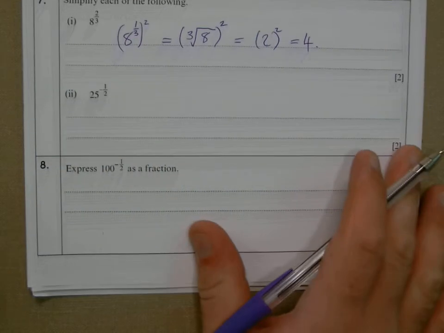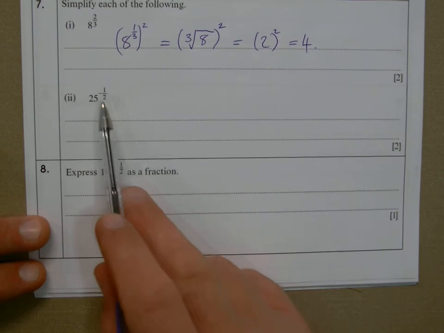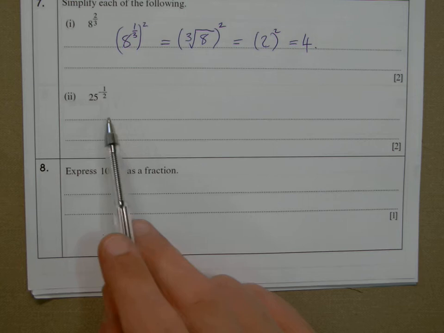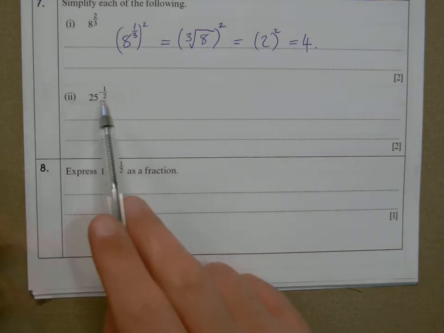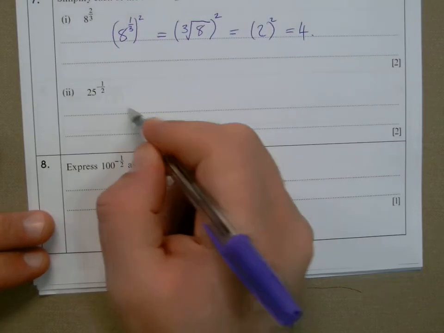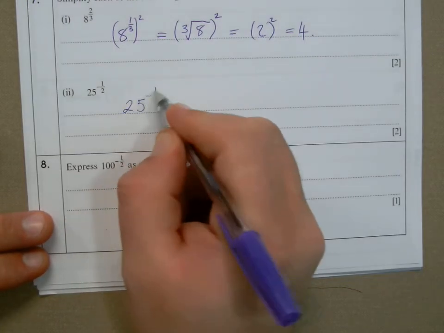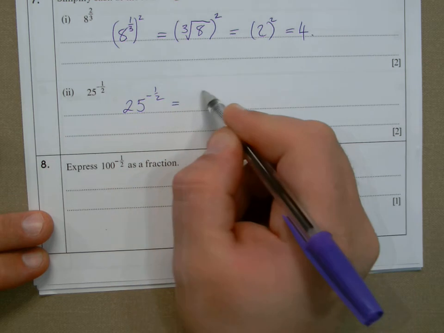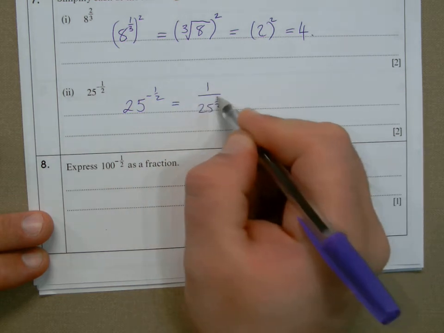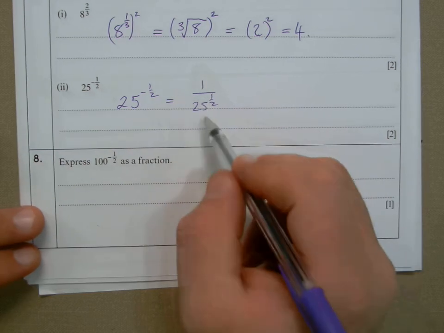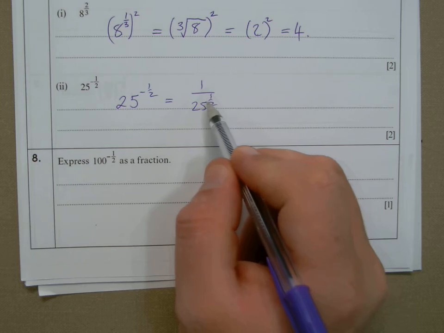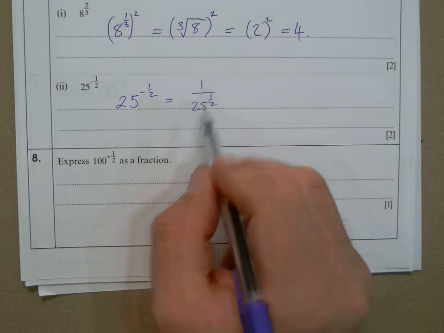With the second part, we've now got a fraction again as a power, but it's a negative fraction. And when we've seen this before, when we've got negative powers, we can do the reciprocal of it. What I mean by that is, we can write 25 to the power minus a half as 1 divided by 25 to the power half. So you write it as 1 over, you're flipping it. But when you flip it, the power changes its sign. So it goes from negative to positive.